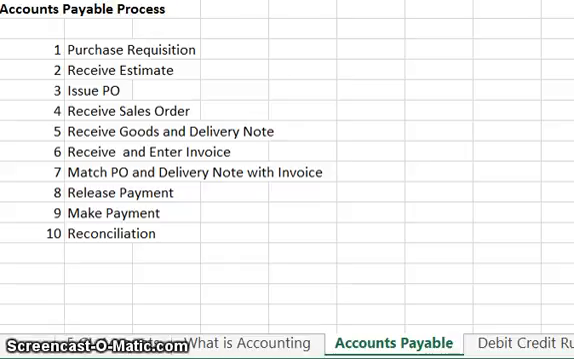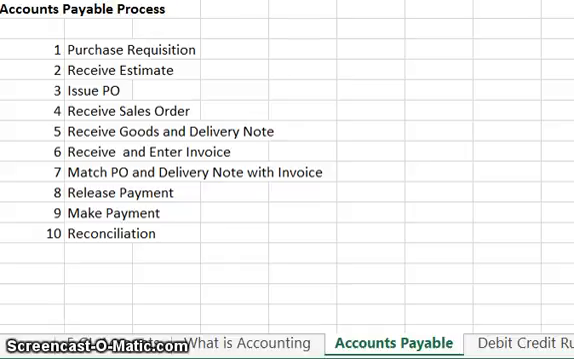After the goods or services have been sent and the delivery note has been received by the company, then basically the company will receive a sales invoice from the vendor, and it must enter this sales invoice into its accounting system. Then the company has to match the purchase order and the delivery note with the invoice.